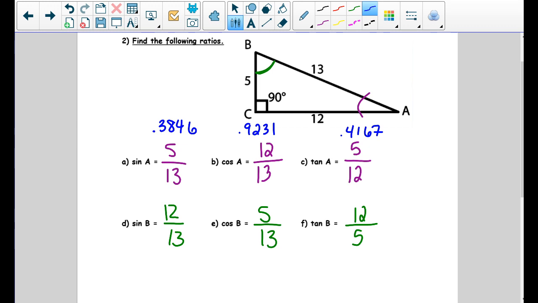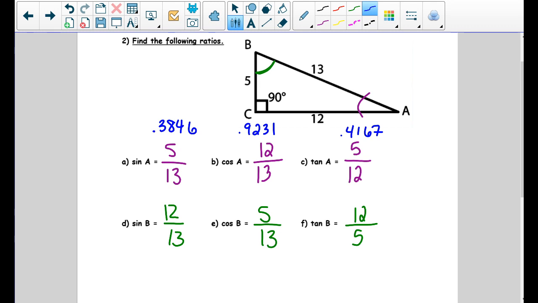Now, just like we talked about before, all these right triangles have special relationships. So that's why we can do the Pythagorean theorem, and that's why we can do some of the other stuff we've done. So that's why these trig ratios work, all right?